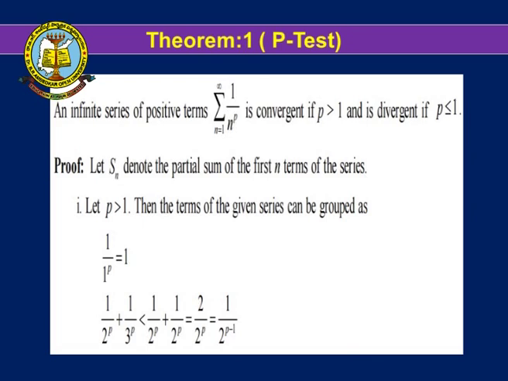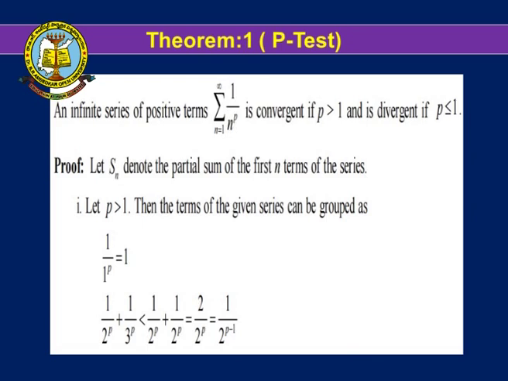Now, from the proof point of view, we take p greater than 1 as the first case to test. It is sigma n equals 1 to infinity of 1 by n to the power of p, with p greater than 1. If I check the first term, 1 by 1 to the power of p, 1 to the power of p is also 1, so 1 by 1 equals 1. That is the first term over.